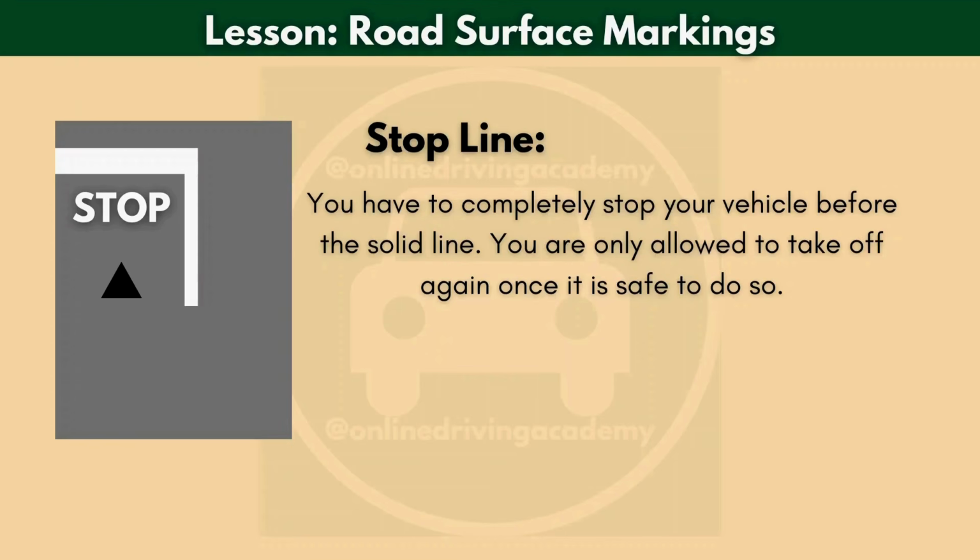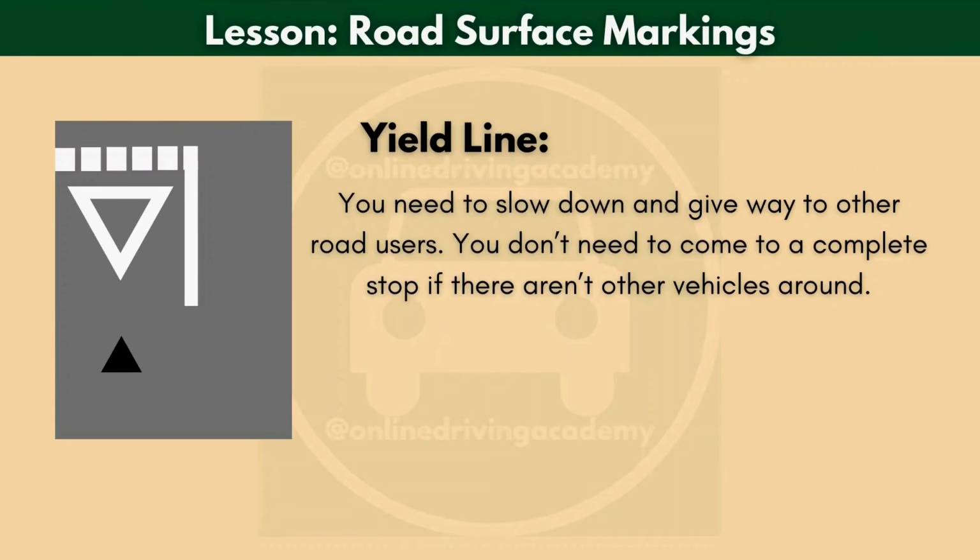And then another thing is, when they say you are only allowed to take off again once it is safe to do so, that basically means that you can only take off once there are no other vehicles in the way, right? Let's say the other vehicle has moved past and now you have a clear path ahead of you. That is when it is safe to do so, and that is when you go, right? We will be going to the next sign, which will be the yield sign.